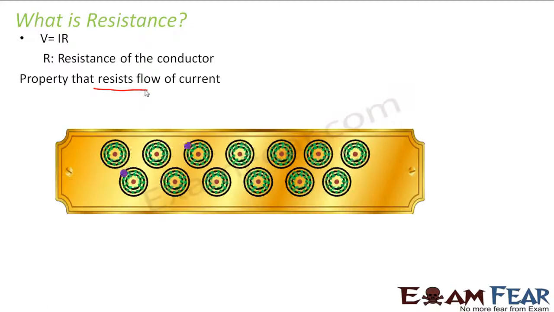Right, let us look at this picture. Here if you see, these are the free electrons which are carrying current. Now since there are so many atoms present inside it, these electrons are facing obstructions several number of times. So therefore in this case, this is known as resistance.